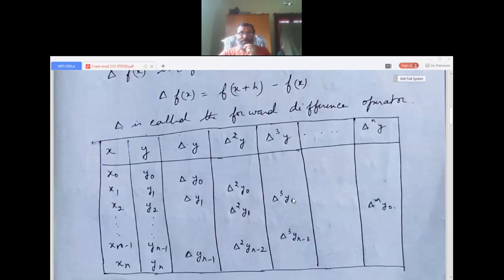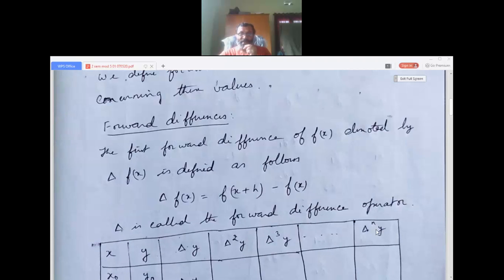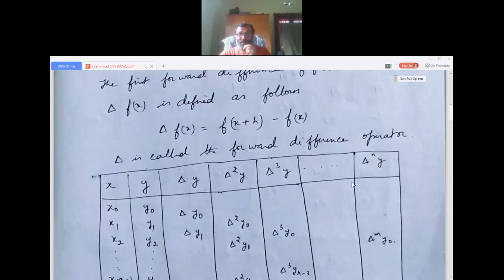Then I write this column, the third difference. It is first difference, second difference, third difference. Del cubed y is written in the middle of these two: del cubed y0, till del cubed yn minus 3. Similarly, the nth difference, del n y0, is written in the middle here.